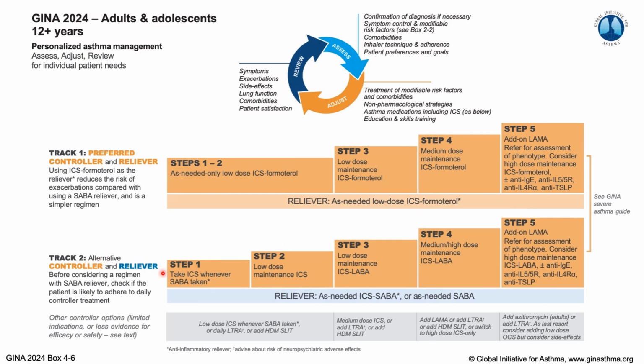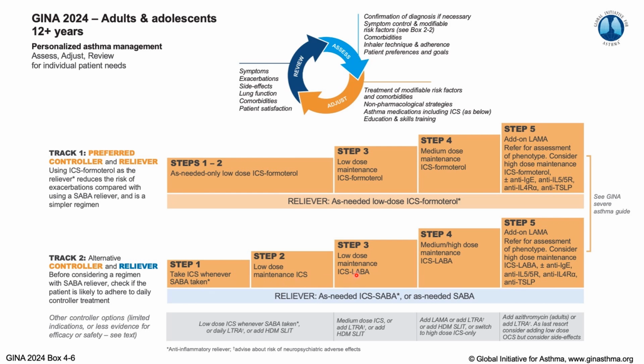Track 2 is where, for example, you don't have ICS-formoterol, maybe because your organization or your hospital is a low-resource center, and the drugs that you have available are maybe any other LABA or maybe you have ICS. So this is the alternative one. In step 1, you take ICS whenever you take SABA. This is as needed. And then step 2, you maintain with low-dose ICS.